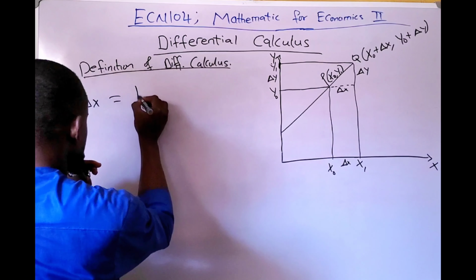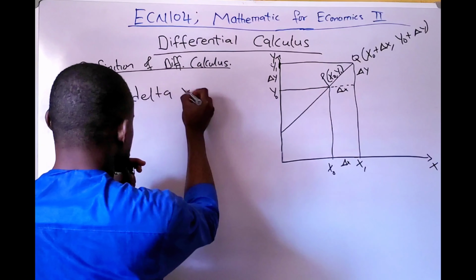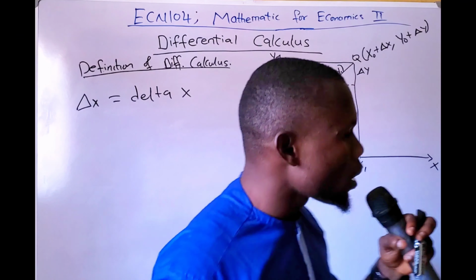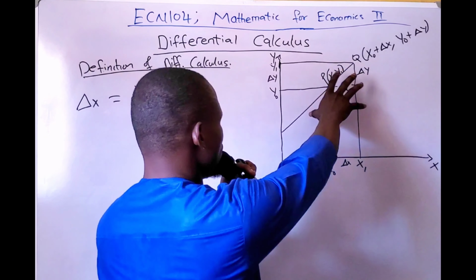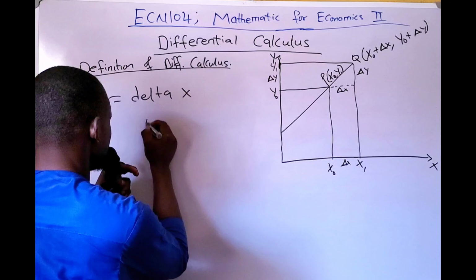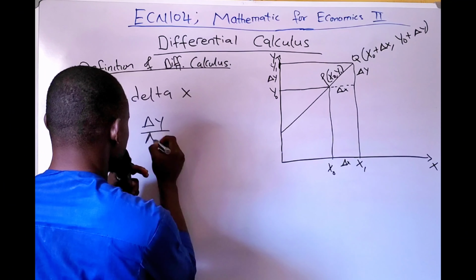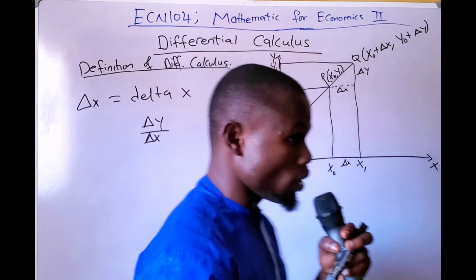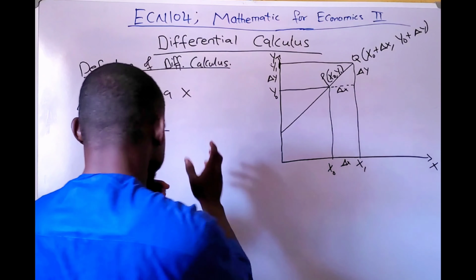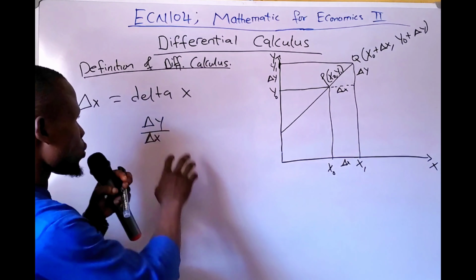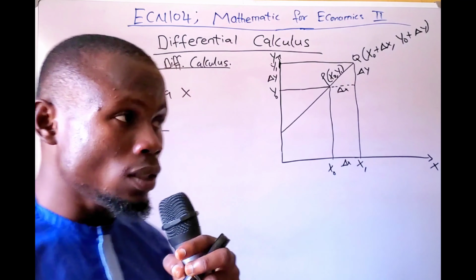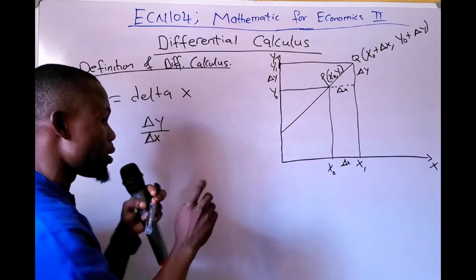The popular notation for change in x is delta x, a Greek letter. Now, the slope of this curve is change in y over change in x, that is, delta y over delta x. This slope is also called the gradient, and what it simply measures is the rate of change in y as a result of change in x.